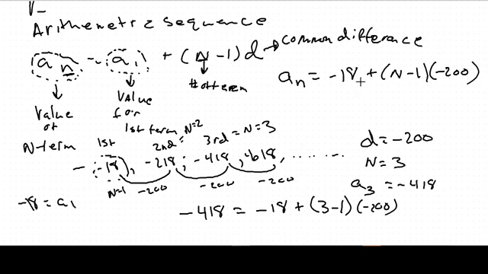So if I were going to write this out as an equation, a_n would be equal to negative 18 minus 200 times n minus 1. And now I can figure out what the value of any term for the series would be. Okay, so I'm going to erase some of this so we can make some room.